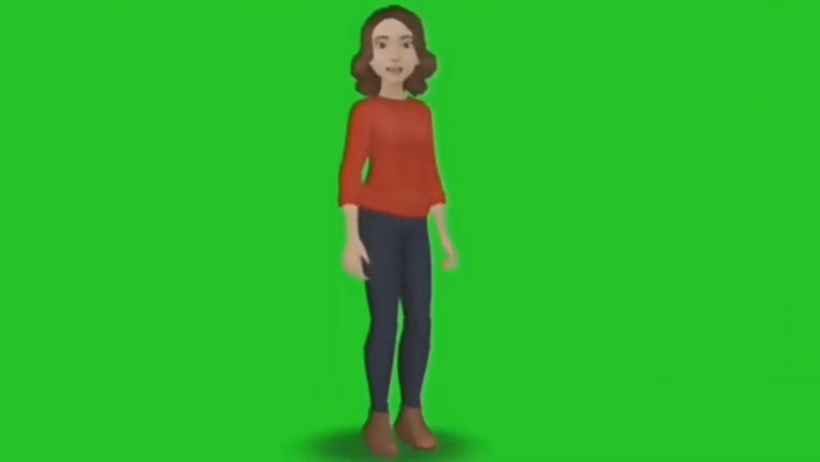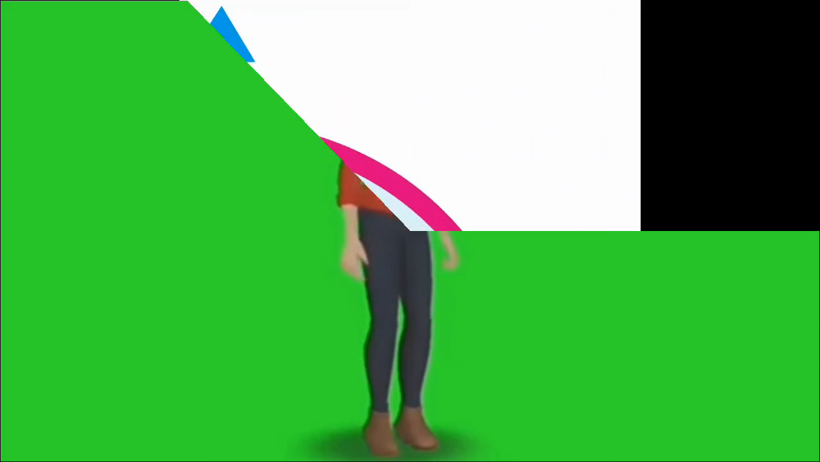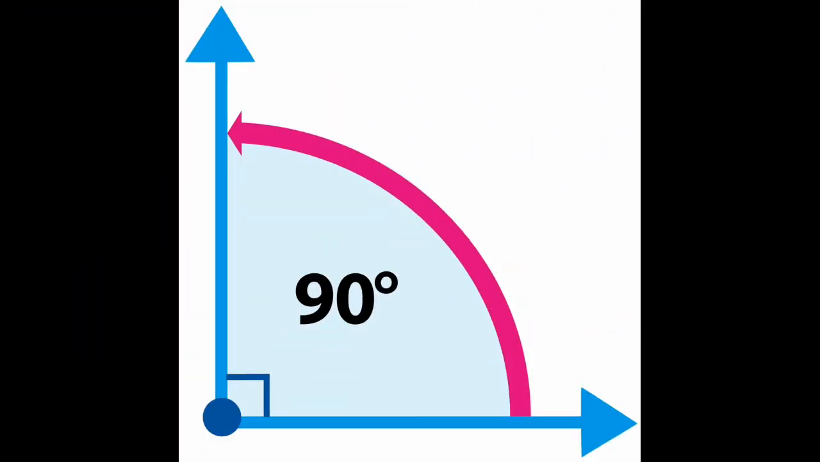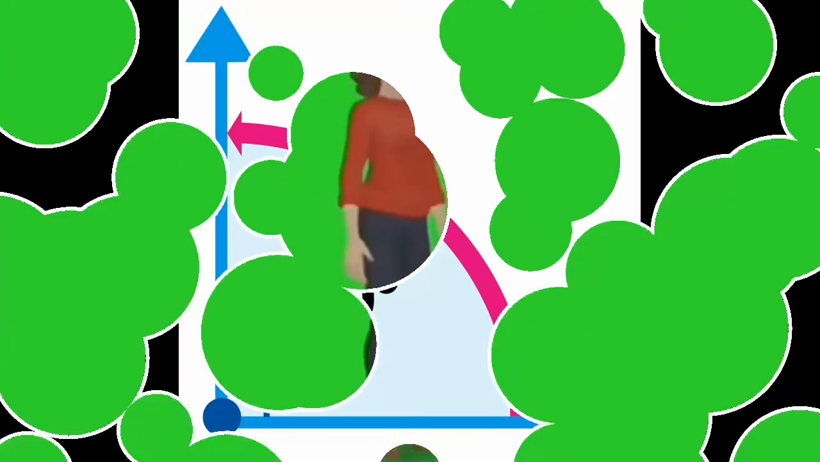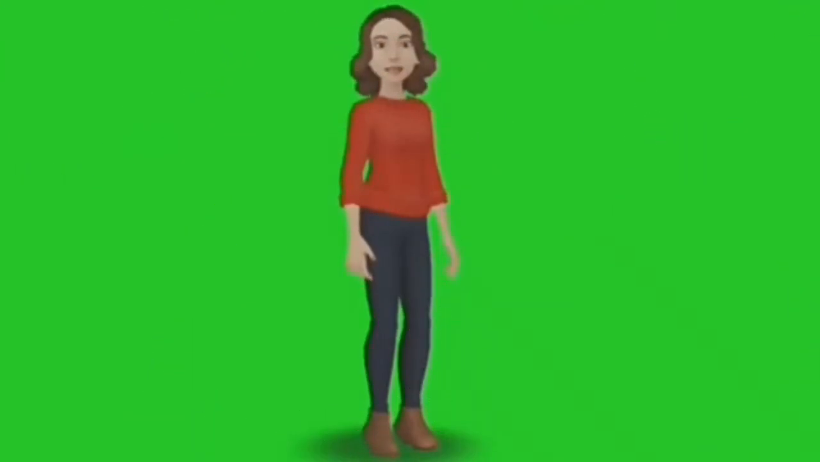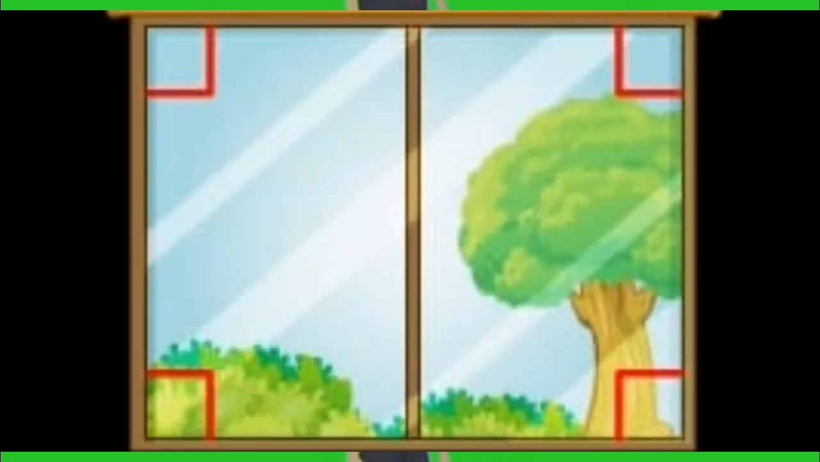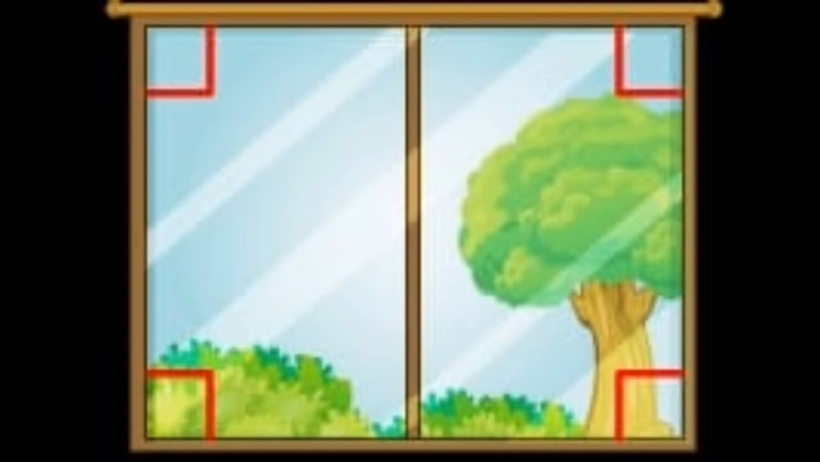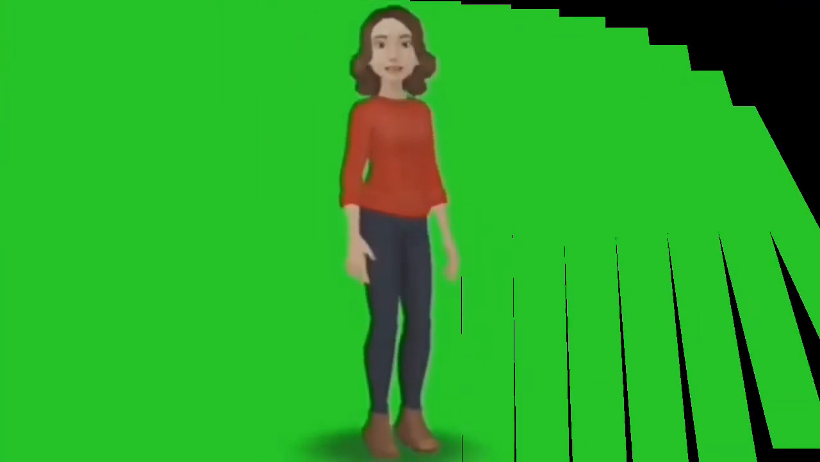Now let's come to the next angle, that is right angle. The angle which measures exactly 90 degree is a right angle. Look at this figure. This is how a right angle looks. Now can you recollect any object from our day-to-day life that looks like a right angle? There are many items that come to our mind. For example, look at this window. It has 4 right angles.